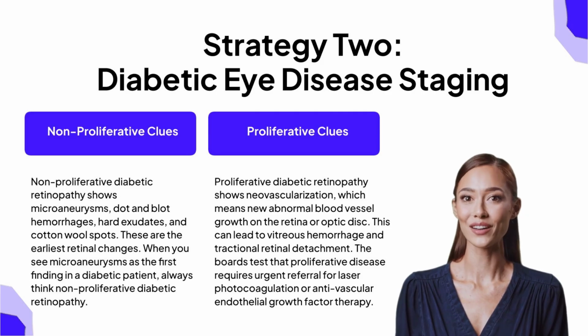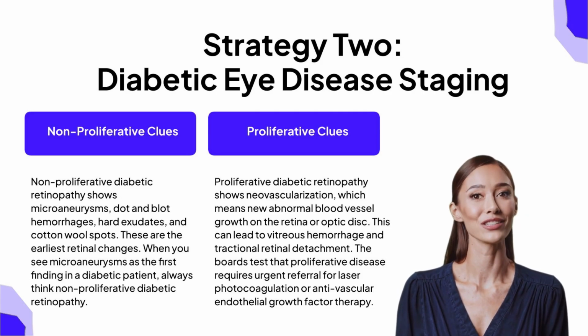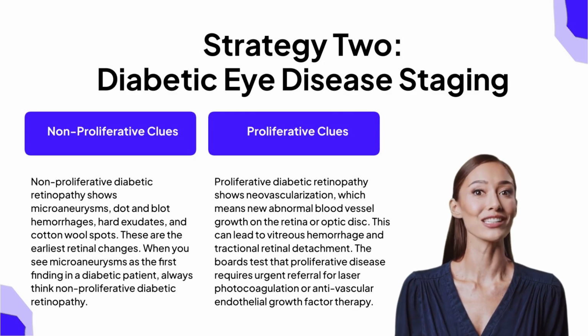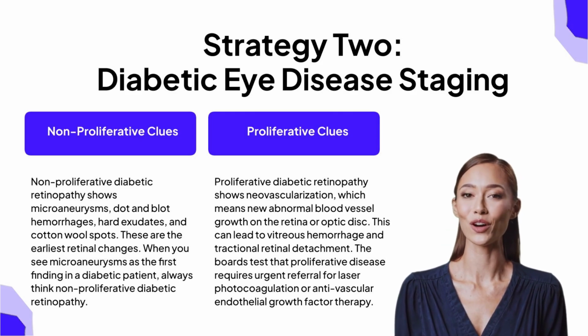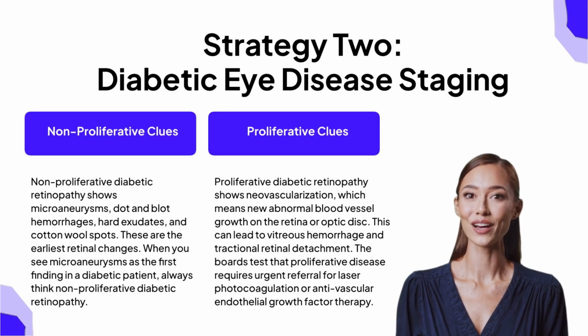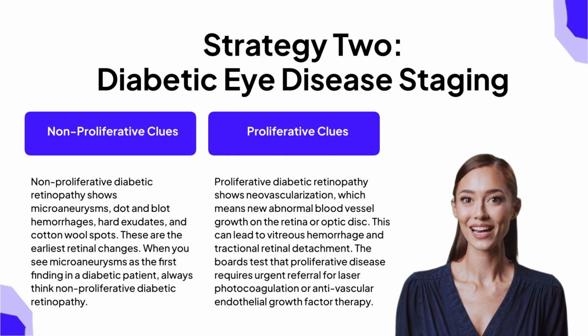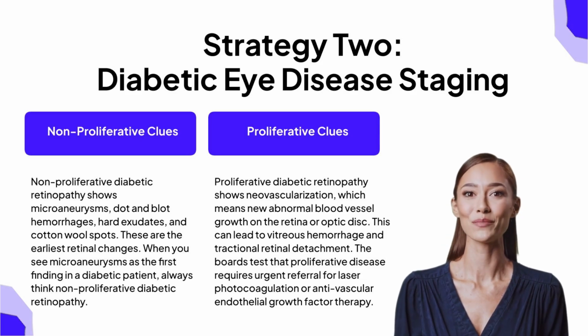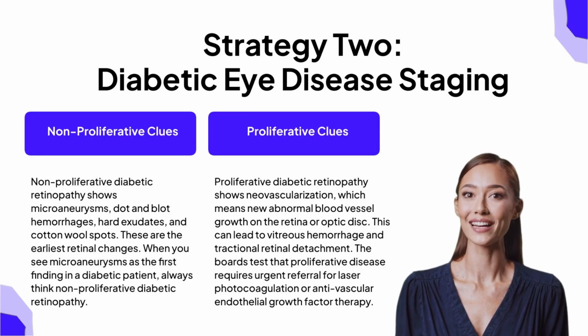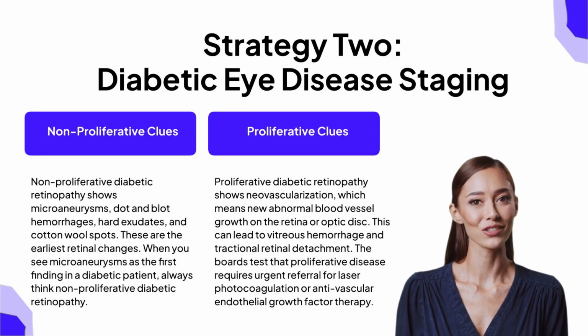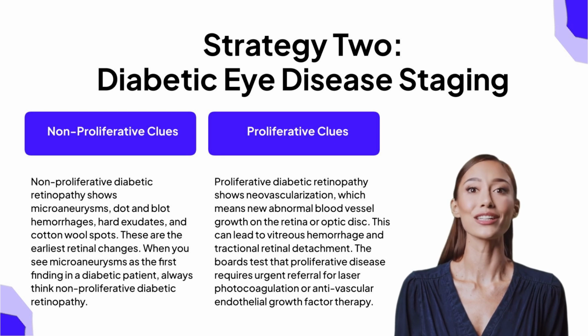Proliferative diabetic retinopathy is the advanced stage and the one that demands urgent action. The defining feature is neovascularization, meaning new blood vessels are growing where they should not be. These fragile new vessels can bleed into the vitreous or cause tractional retinal detachment. The boards want you to know that proliferative disease requires referral for laser photocoagulation or anti-vascular endothelial growth factor injections. Do not miss this escalation.